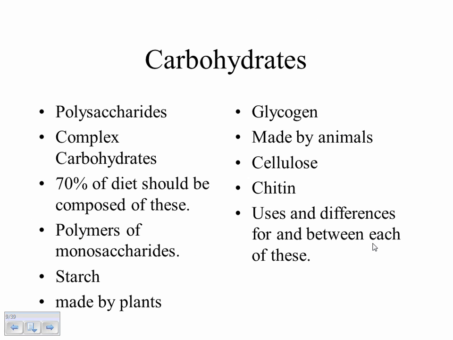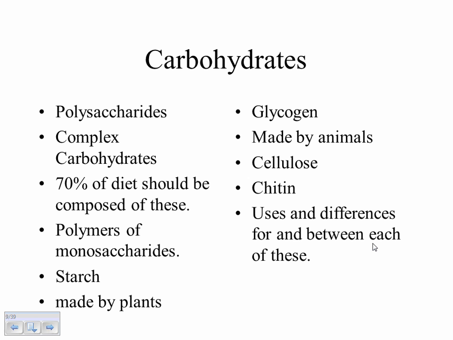The bigger, more complicated sugars, or what we call the complex carbohydrates, are sometimes called polysaccharides. And this means many sugars. Your diet should be mostly made of polysaccharides. Somewhere around 70% or so of your diet is going to be this. Mostly it's going to be starch, but there's also going to be some cellulose and some other polysaccharides inside that 70%.